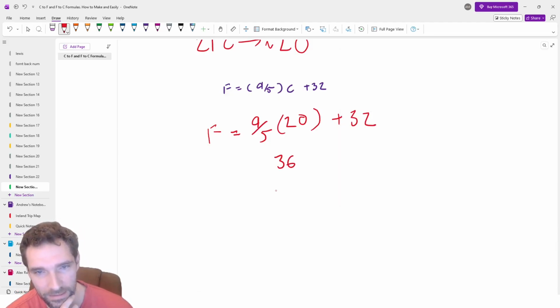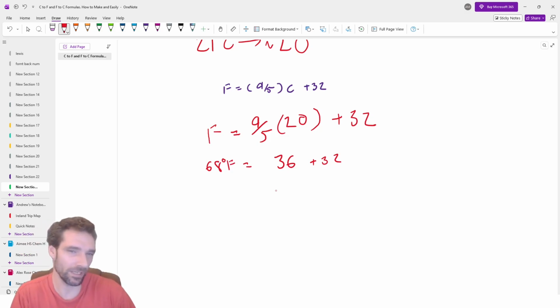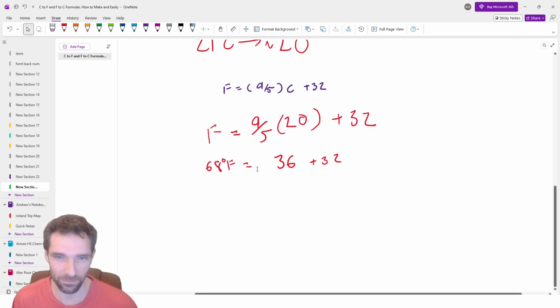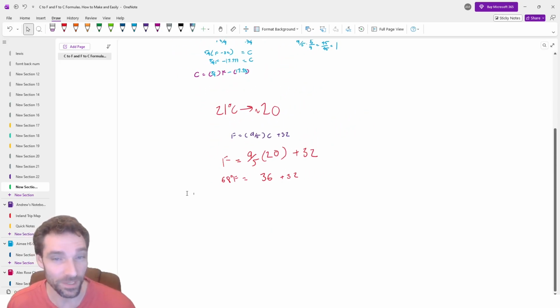So I've got 36 plus 32. And that ends up giving me about, what is that? 68 degrees Fahrenheit. So this is like a cool day. It's like around room temperature, maybe a bit lower, higher, depending on what you set your temperature to. But 20 degrees Celsius is a pretty comfortable temperature.